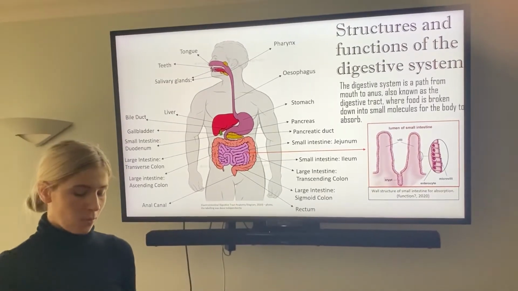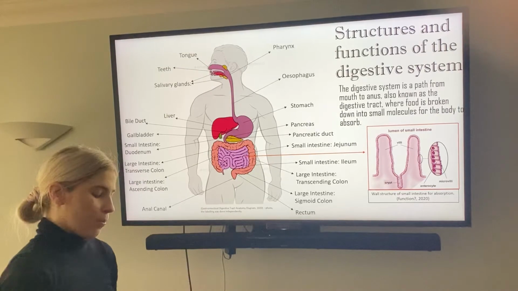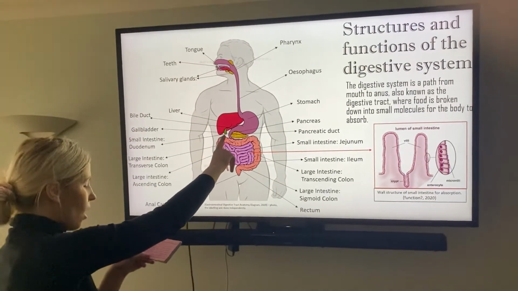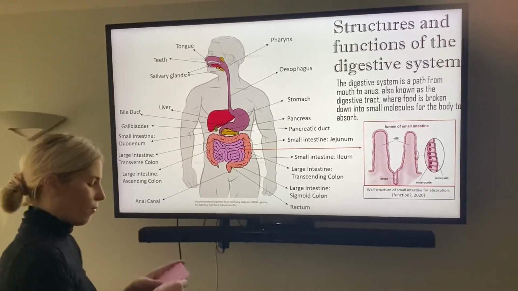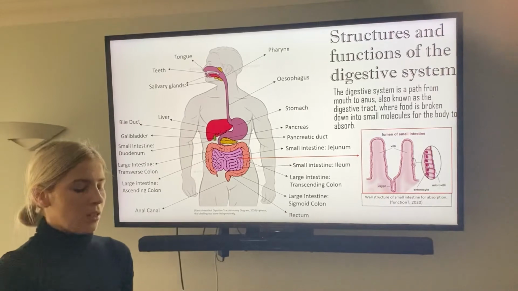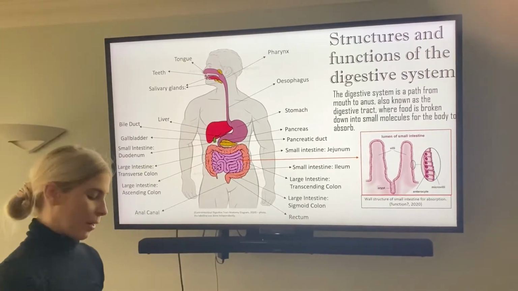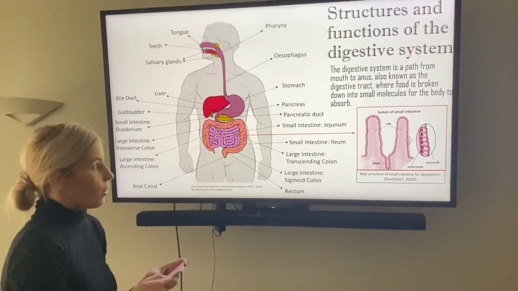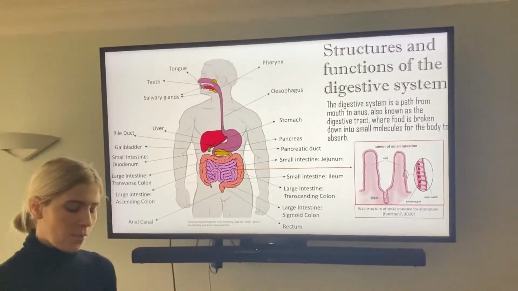Bile also enters the small intestine. Bile is a fluid produced by the liver and it is then held in this pear-shaped sac called the gallbladder to be excreted into the small intestine via the bile duct, which I have labelled. Enzymes also enter the small intestine from the pancreas via the pancreatic duct to aid digestion of the macromolecules. The small intestine is in three parts, which is the duodenum, the jejunum and the ileum.